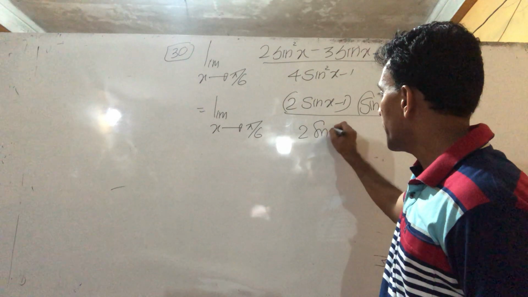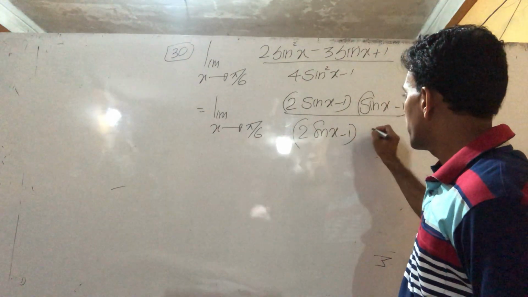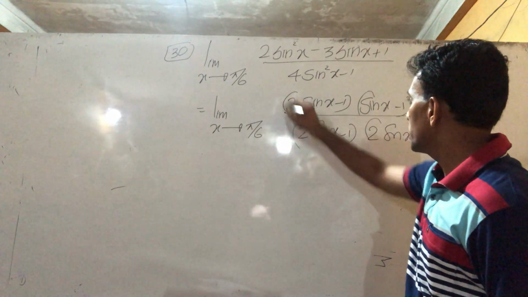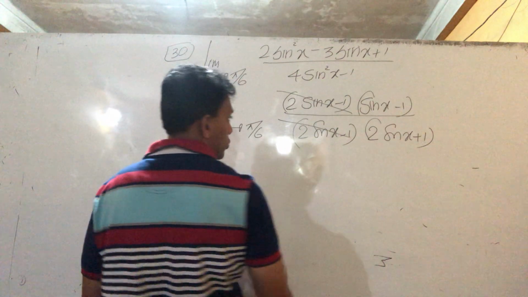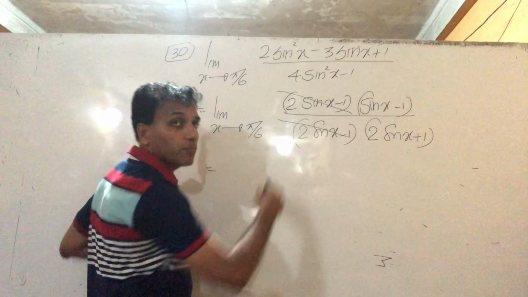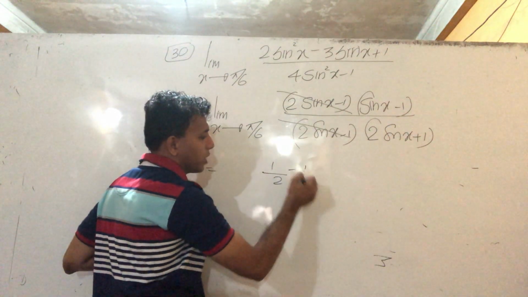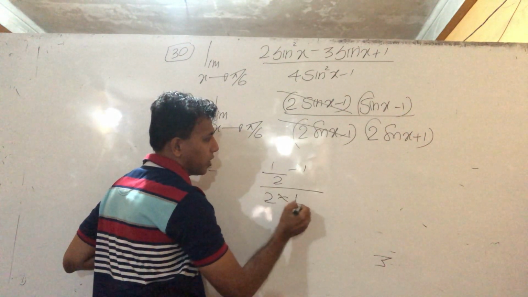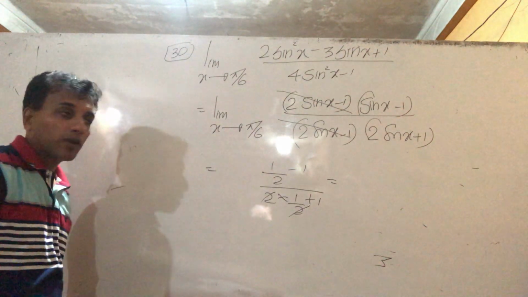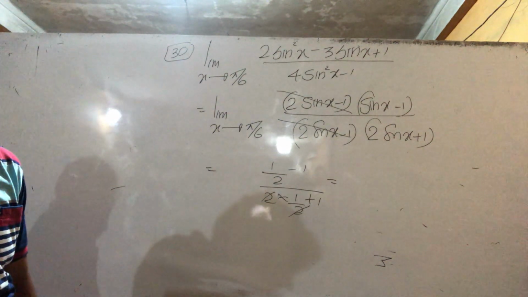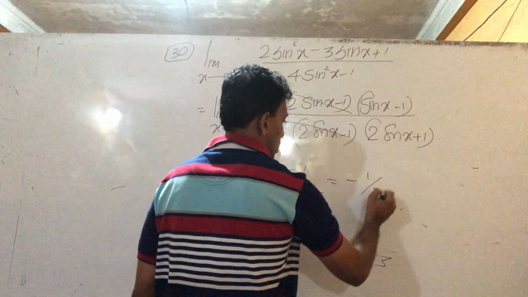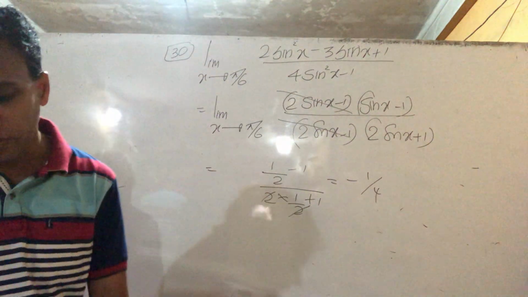2 sine x minus 1, next 2 sine x plus 1. So what happened is both cancel. Now put the solution, put the 30 degrees, x for pi by 6. Sine pi by 6 is half, minus 1 over 2 into half plus 1. So 2 cancels. Here half minus 1 over half plus 1. Therefore a quarter, simplify, the answer is minus 1/4. Minus 1/4, that's my question 30.